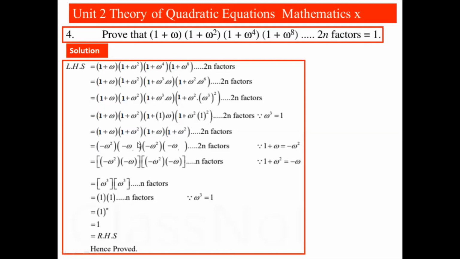If you combine two terms and write them in one bracket, the 2n factors will be equal to n factors. So minus omega square and minus omega, this will be equal to plus omega cube, and this will also be omega cube, and these will be n factors. And omega cube we know is equal to 1, so this is 1, n times. We have to multiply 1 into itself n times. It means 1 raised to power n, and 1 raised to power n is equal to 1, which is the right hand side of the equation. So this is the end of the exercise.